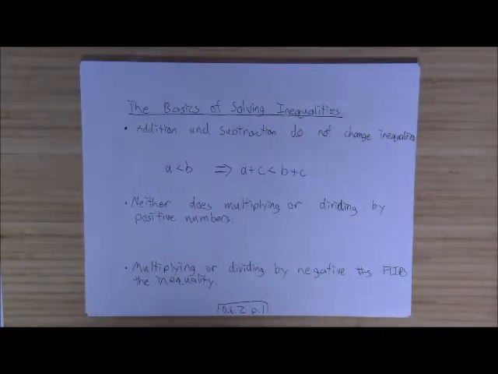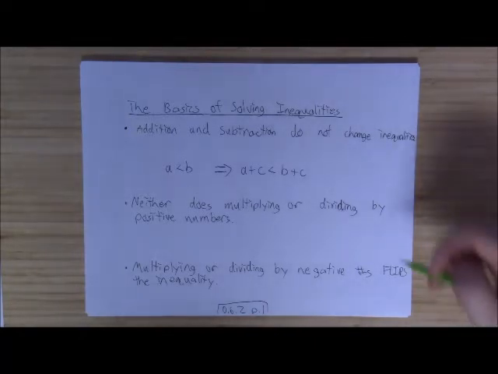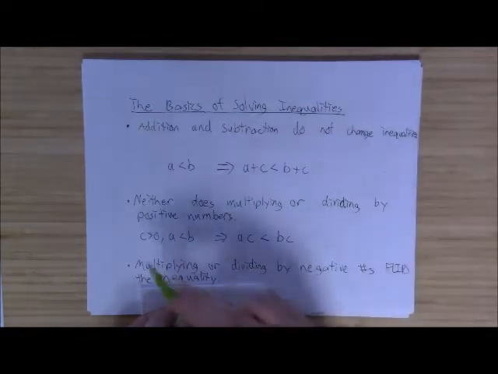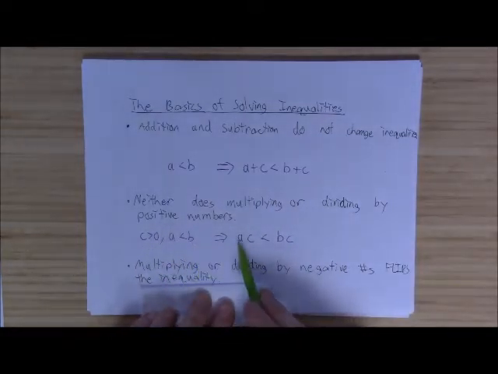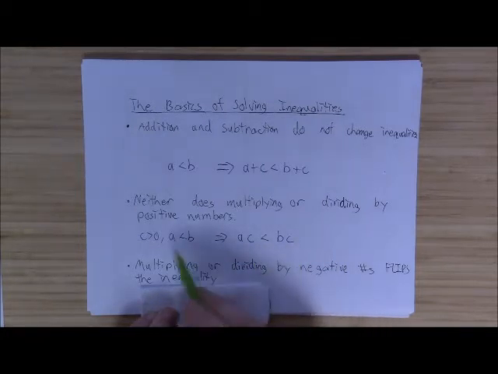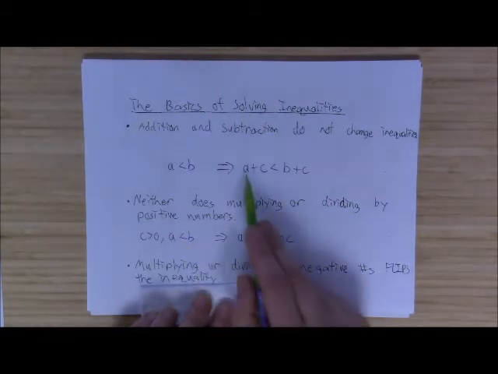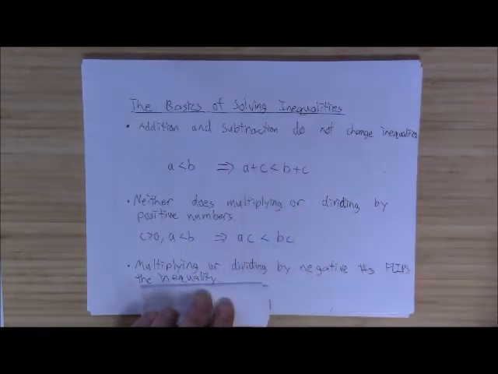In a similar way, multiplying and dividing by positive numbers doesn't change inequality as well. That is, if C is a constant greater than 0 and A is still less than B, then AC is still less than BC. So you see here that multiplying by C does not change the inequality between A and B, just like it didn't change with the addition.